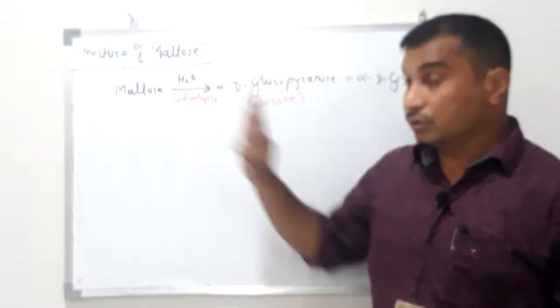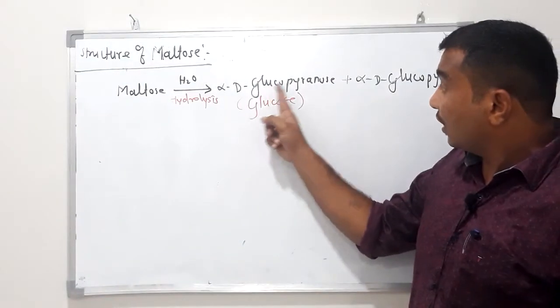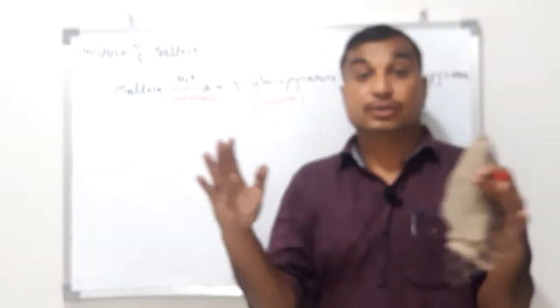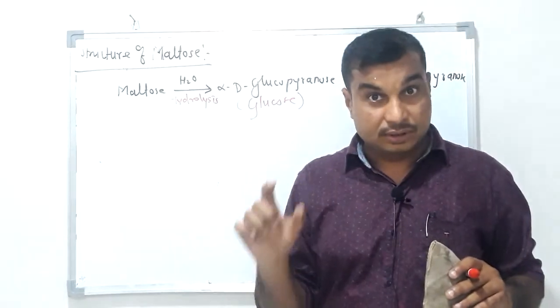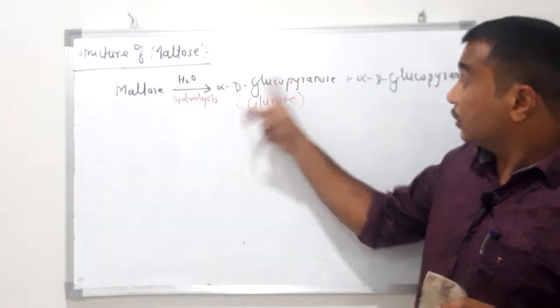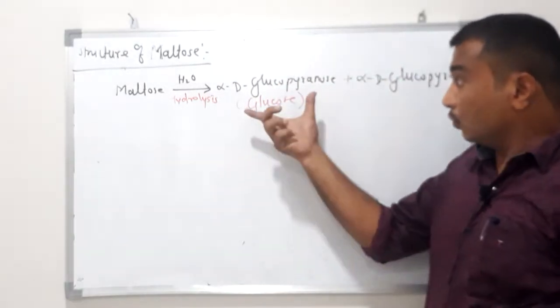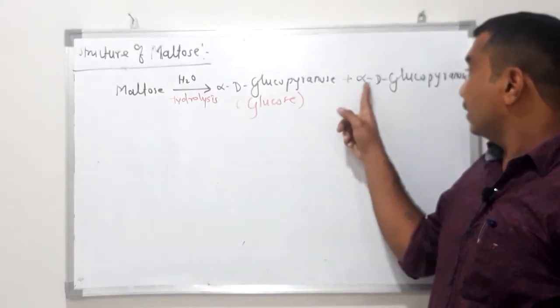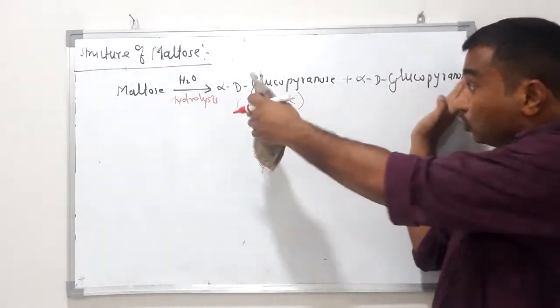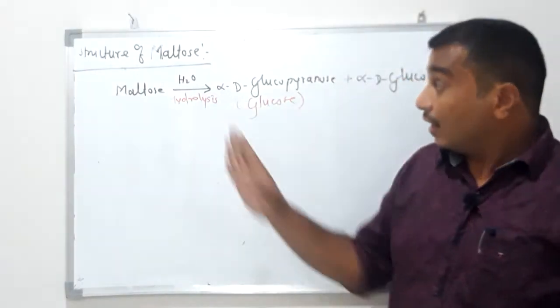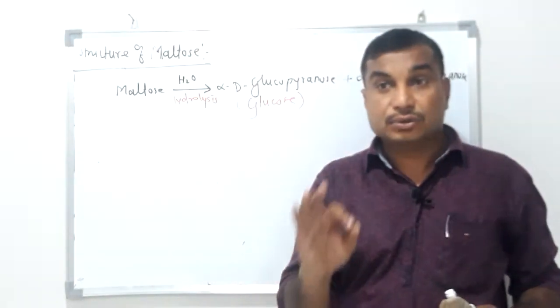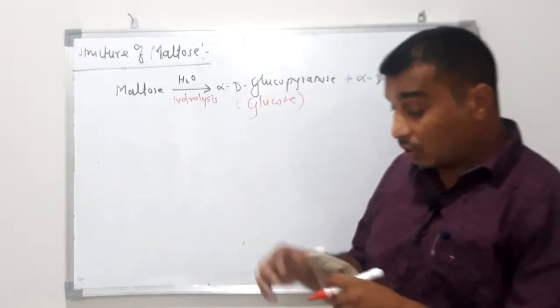In maltose these 2 alpha D glucopyranose molecules are linked to each other by a bond. That bond is known as the glycosidic bond, the bond which holds these 2 molecules together. Which 2 molecules? Alpha D glucopyranose and a second alpha D glucopyranose. In maltose it is found that the glycosidic bond is present between carbon number 1 of one glucose molecule and carbon number 4 of another glucose molecule.